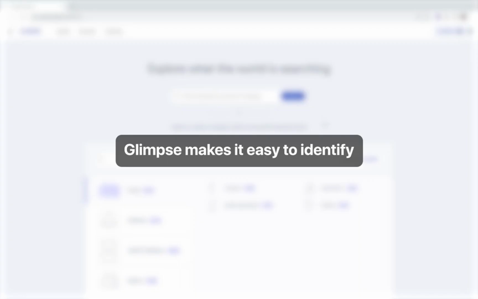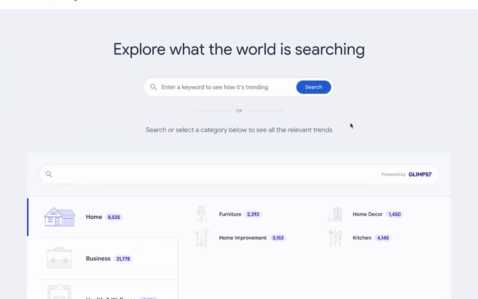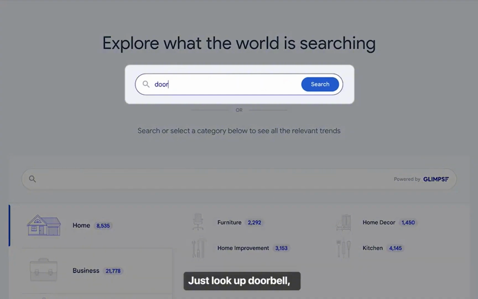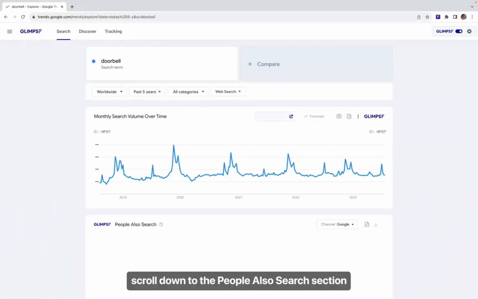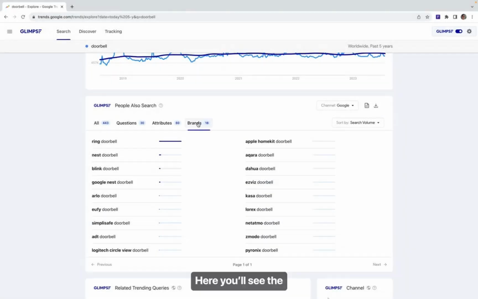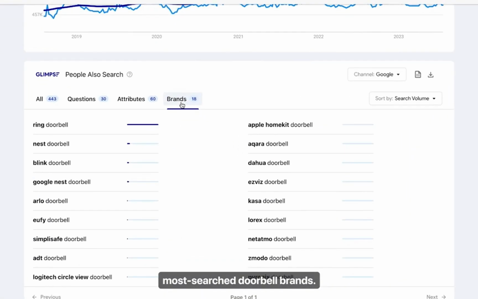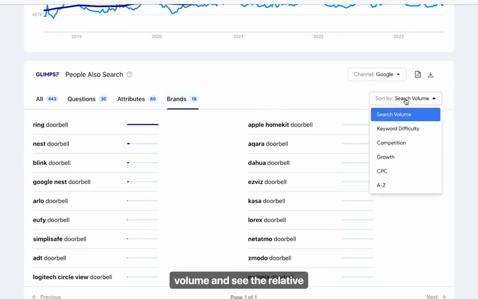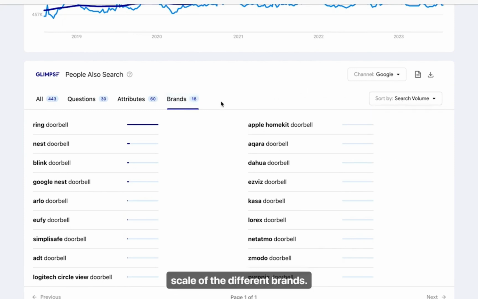Glimse makes it easy to identify the top brands in your space. Imagine you're planning to launch a doorbell. Just look up doorbell, scroll down to the People Also Search section, and click on the Brands tab. Here, you'll see the most searched doorbell brands. You can then sort them by search volume and see the relative scale of the different brands.